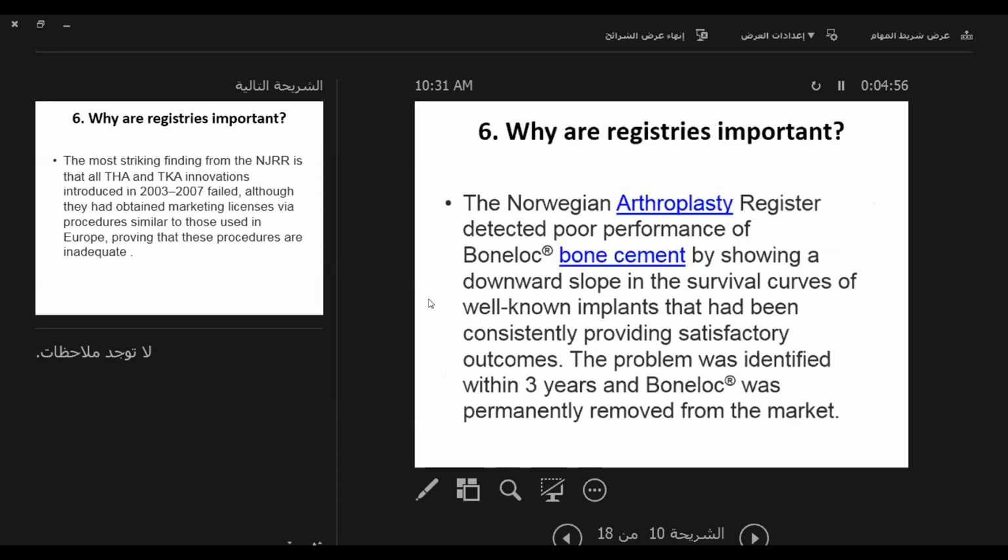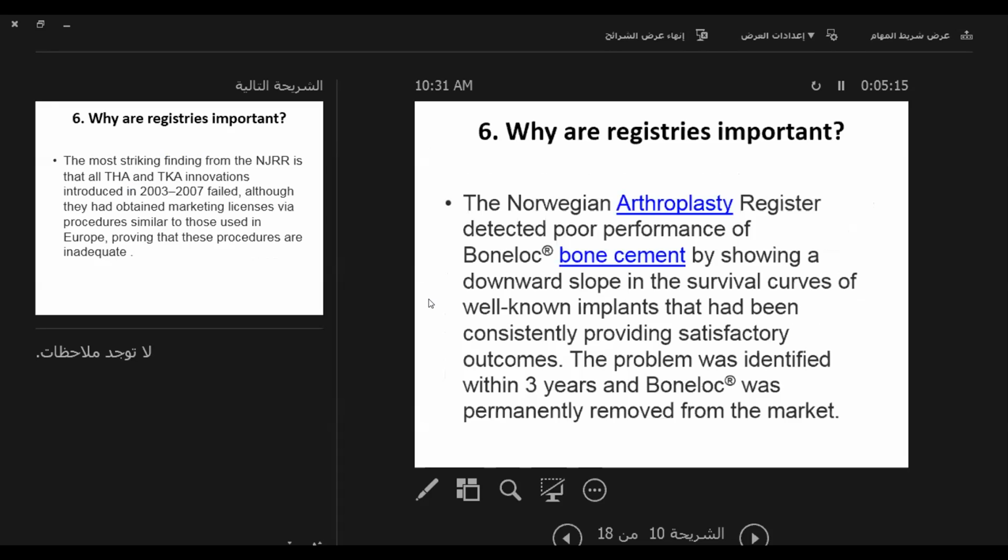For example, the importance of registries. The Norwegian Arthroplasty Register detected poor performance of bone lock, which is a type of bone cement, by showing a downward slope in the survival curves of well-known implants that have been already consistently providing satisfactory outcomes.